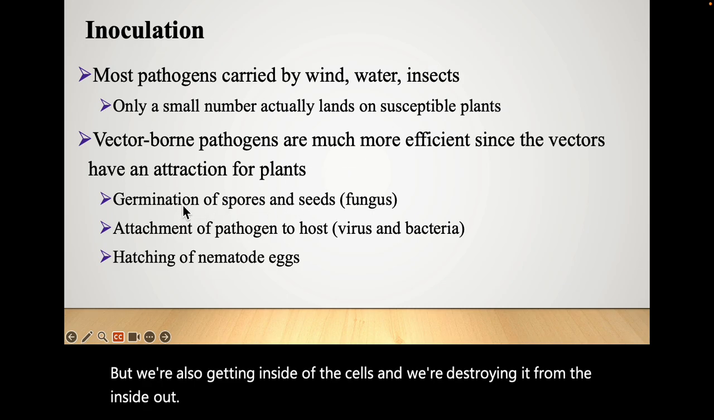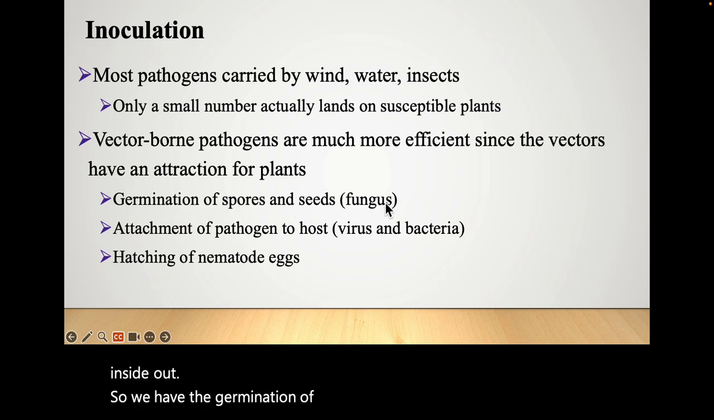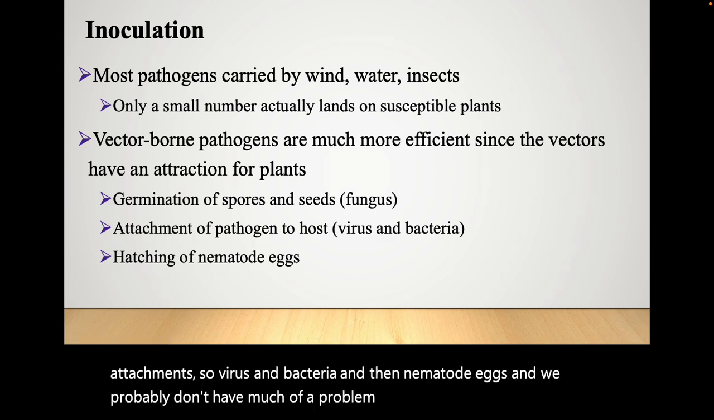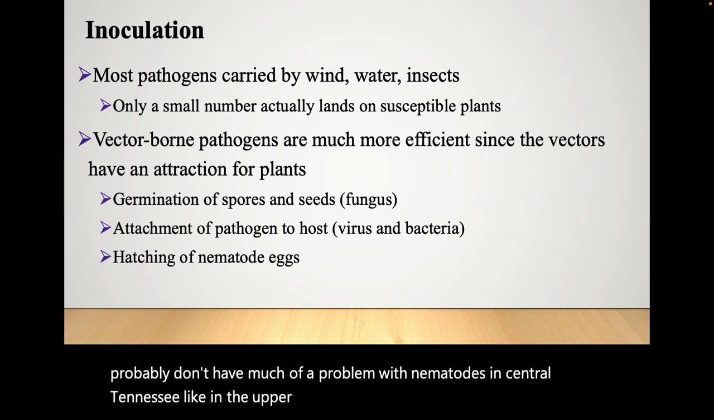So we have the germination of these spores, maybe in fungi. We have attachment, so virus and bacteria, and then nematode eggs. And we probably don't have much of a problem with nematodes in central Tennessee, like in the upper Cumberland, because most of our soils are clay soils.